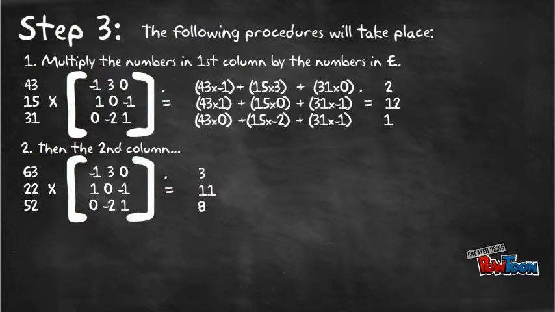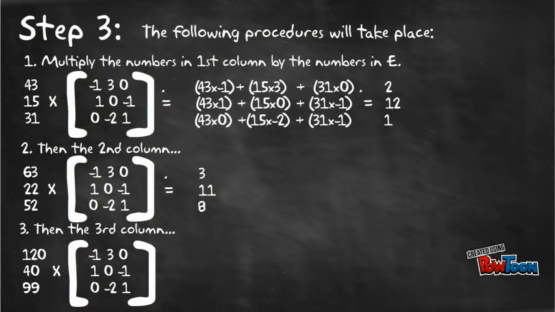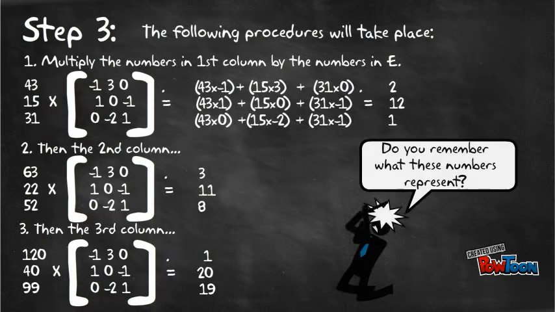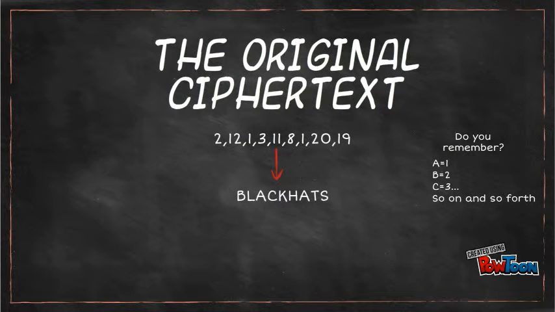Then do the same with the second column and the same with the third column, and you will get a string of 9 numbers which will be your decrypted text. After you get the 9 numbers, convert them back into letters where A equals 1 and so on. There you will get the result black hats again.